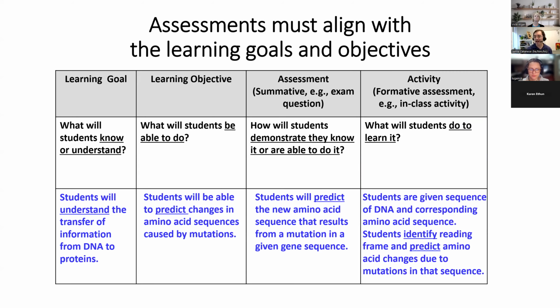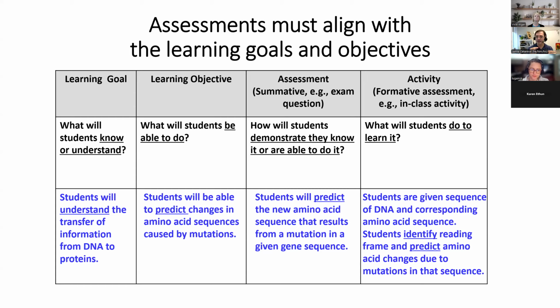What I can do in class is give them these sequences and ask them, can you identify the reading frame? Based on the reading frame, now you're looking at that codon table. What's changed from what to what? These are demonstrable, measurable things that the students can show me, but they also can show each other, and they're showing themselves.